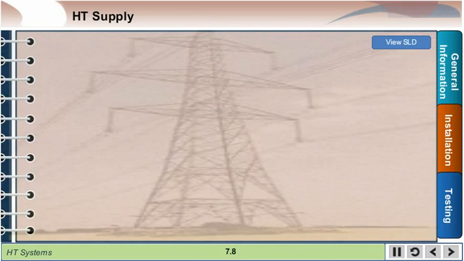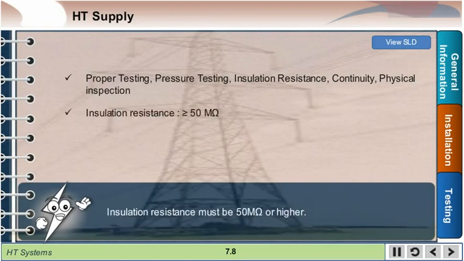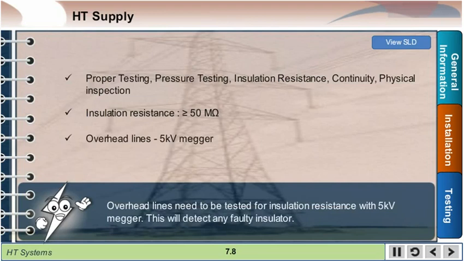Testing, commissioning and maintenance. Cables need proper testing after jointing is done. It will include pressure testing, insulation resistance, continuity and physical inspection for sheath damage. Insulation resistance must be 50 megaohms or higher. Overhead lines need to be tested for insulation resistance with 5 kV megger. This will detect any faulty insulator.